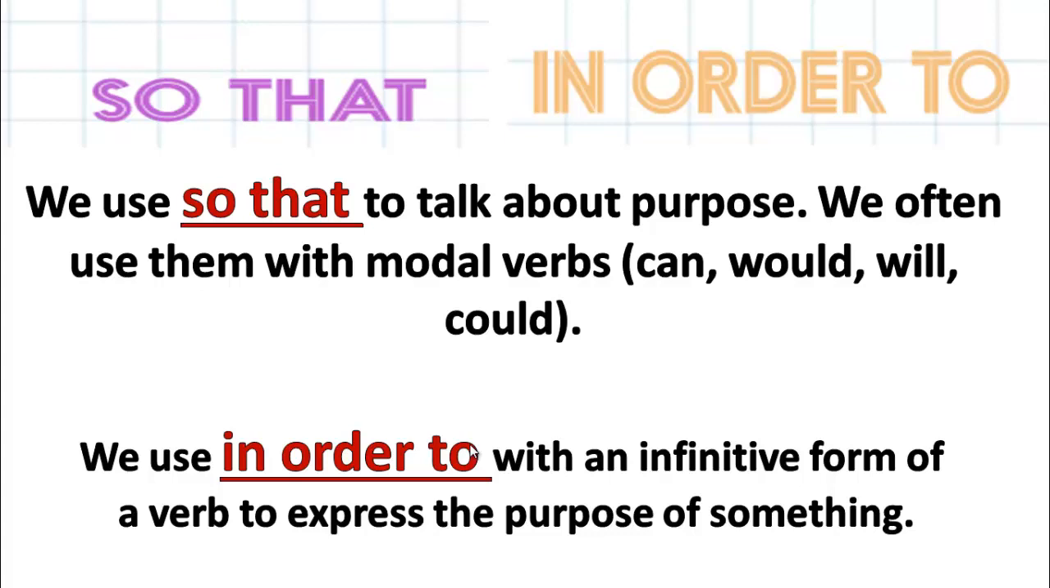When I say so that, I use a subject plus a modal verb. When I say a modal verb, it means verbs that have an infinitive after them, like can, would, will, or could. But with in order to, we do not use a subject or a modal verb. We use the infinitive directly. The third conjunction is what?